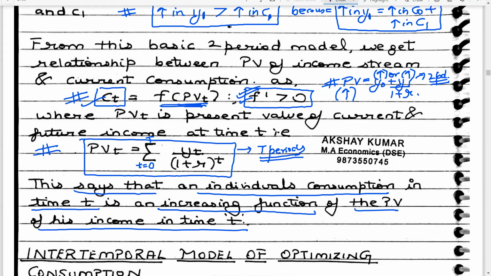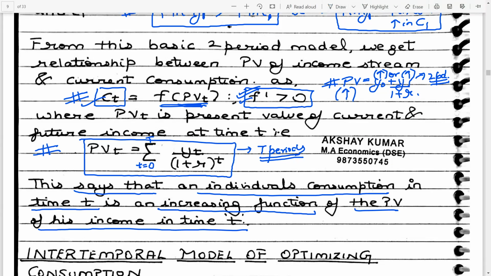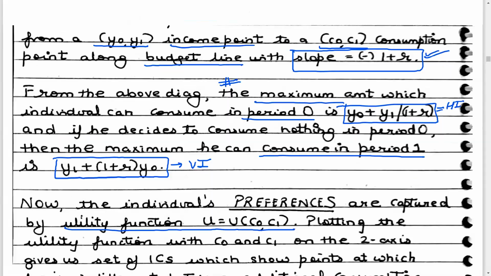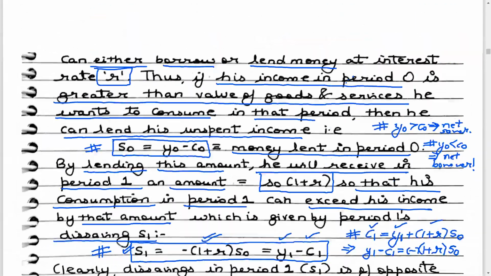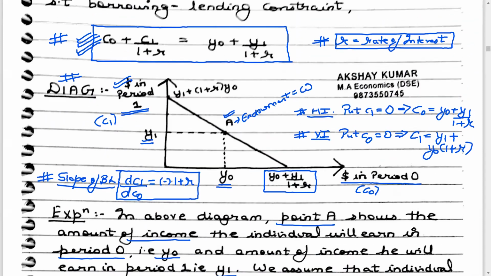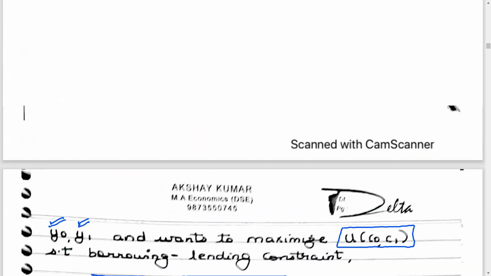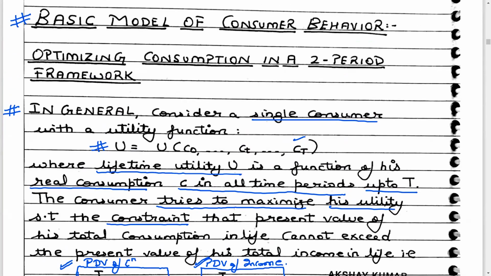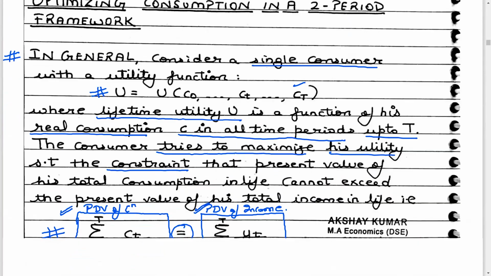So guys, this is where I intend to stop in today's lecture. What we have primarily covered in this lecture is the simple model of intertemporal choice in a 2-period framework, which we have also covered in intermediate micro lectures on intertemporal choice.